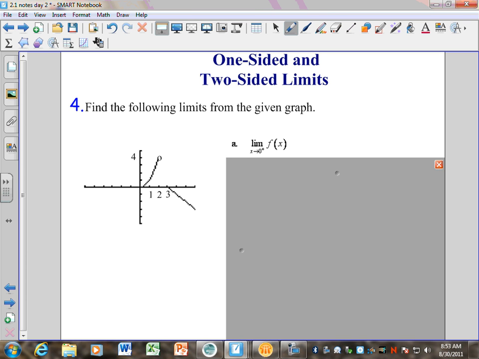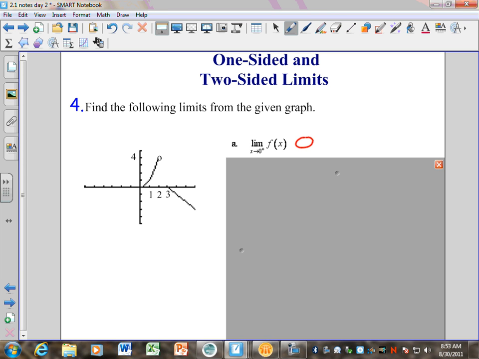Now that this is a one-sided limit, I just want to know what y value is approaching as I'm coming from the right side of this graph. So as I get closer and closer to 0, here's 0, I would be on this line here, right? What would you say the limit is of that function? 0. Do you agree with that? The difference is, this one's not on here.